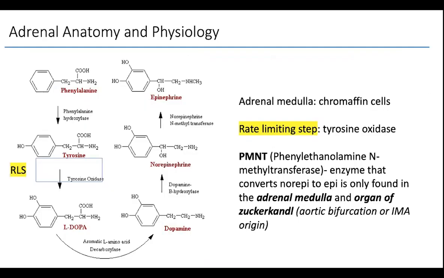For the adrenal medulla, chromaffin cells are going to be the active cells here. We're going to get the conversion of phenylalanine to norepinephrine, and then via PNMT it will be converted to epinephrine. The rate limiting step in this pathway is tyrosine hydroxylase. And importantly to remember as well, PNMT, which is the enzyme that converts norepinephrine to epinephrine, is only found in the adrenal medulla, as well as the organ of Zuckerkandl, which can be found either at the aortic bifurcation or the IMA origin.